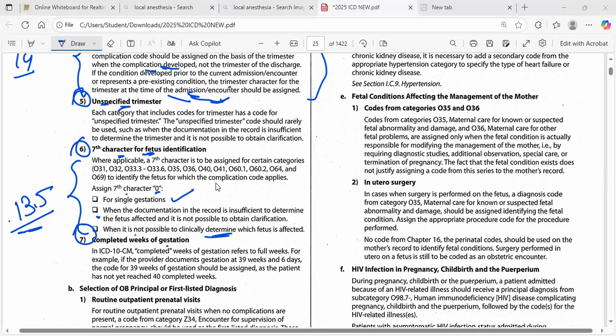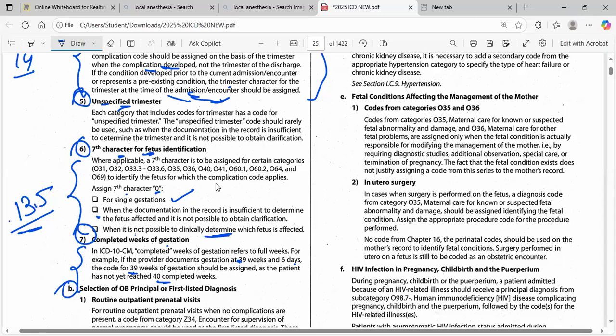So this guideline says the same thing, that week of gestation refers to the full week of gestation. Example, if someone is 39.6 weeks pregnant, we are still going to use 39 weeks of gestation until they reach 40 completed weeks. Once it reaches 40 completed weeks, then we use Z3A.40. Otherwise, we use Z3A.39 only.